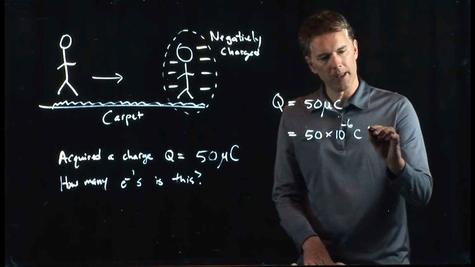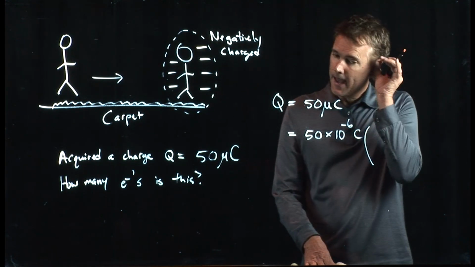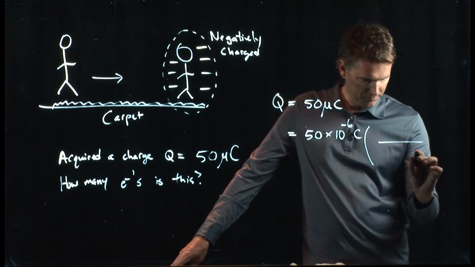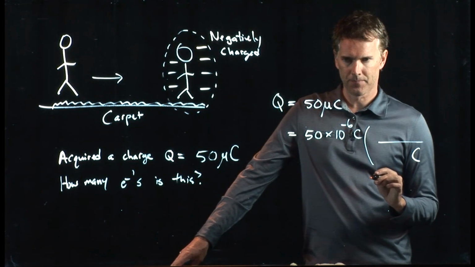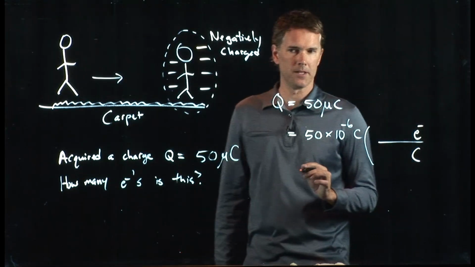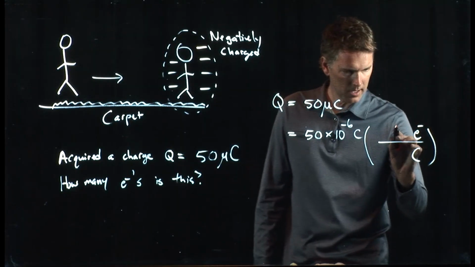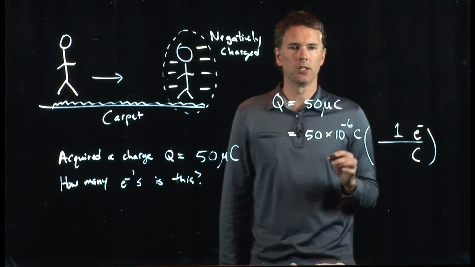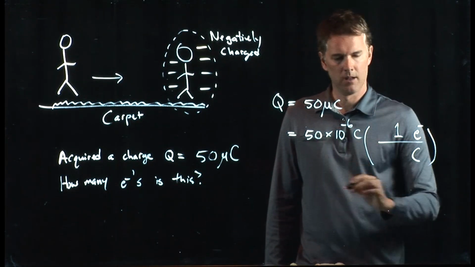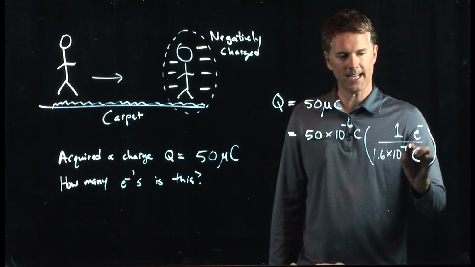And now I want to multiply this by 1. Anytime you're converting units, you just want to multiply by 1. And you look at the units that you need to cancel. You need to cancel coulombs, so we had better put coulombs down in the bottom. We want to get electrons, so let's put electrons up in the top. And what do we know? Well, 1 electron has how much charge in coulombs? 1.6 times 10 to the minus 19.